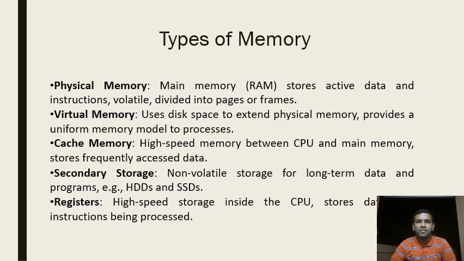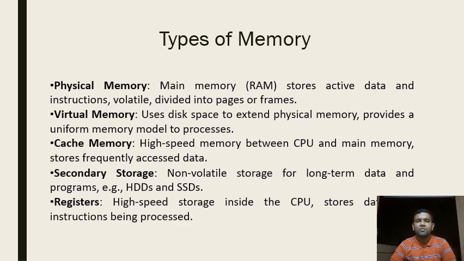The first one is the physical memory, the main memory, which is the random access memory. This stores active data and instructions, is volatile, and is divided into pages or frames. Virtual memory uses disk space to extend physical memory. This provides a uniform memory model to processes. Cache memory is a high-speed memory between the CPU and main memory. This is also used to store frequently accessed data.